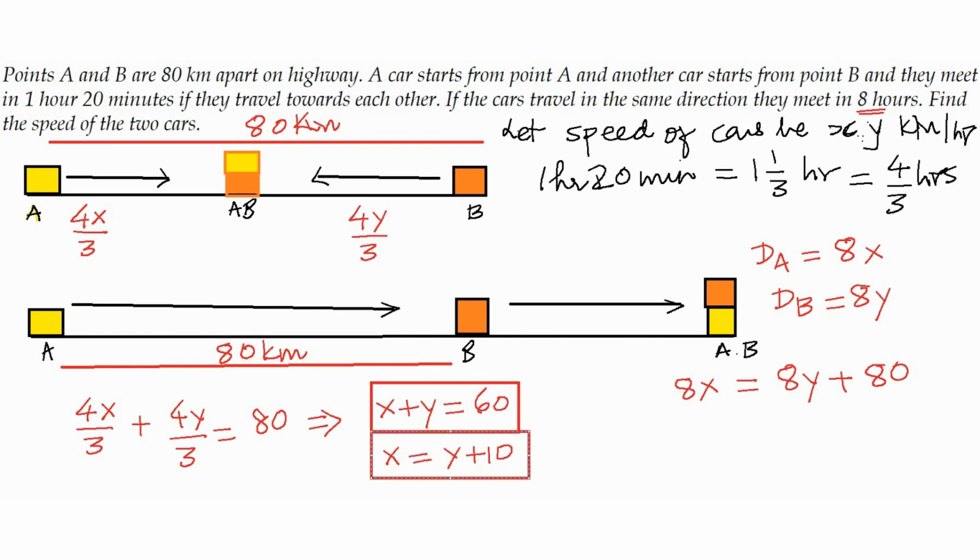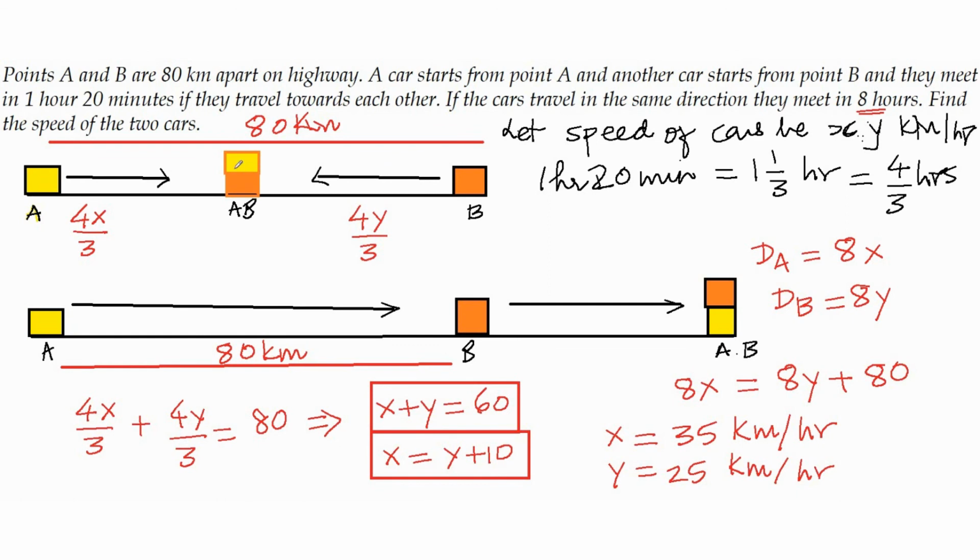And now I can conclude that from these two equations, if I solve them, I will get x equals 35 and y equals 25. So the speed of car A is 35 kilometers per hour and speed of car B is 25 kilometers per hour, right? So these are the speeds of these two individual cars. And again, let me summarize this particular problem quickly.